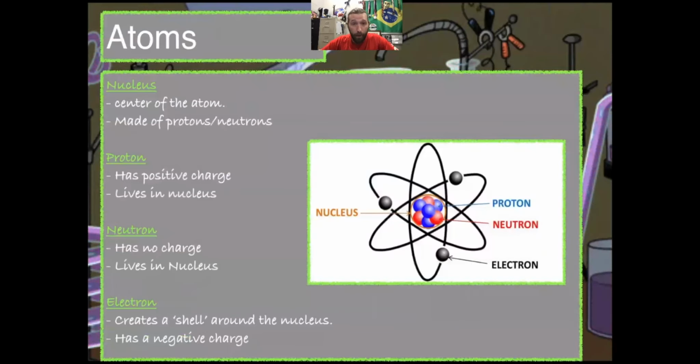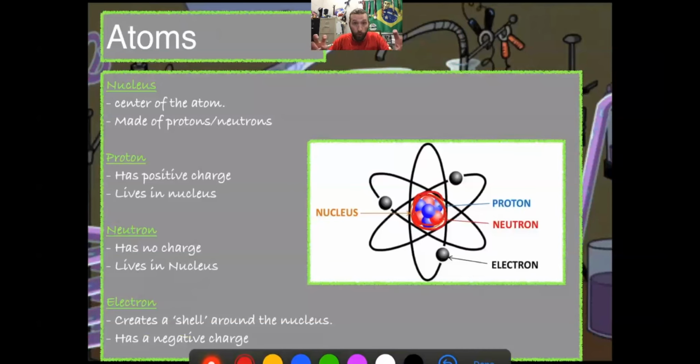Okay, so there are different parts of the atom, just as there are different parts of basically anything out there. And the parts of the atom are such. So you have a nucleus, and the nucleus is at the center of the atom. And the nucleus is made up of protons and neutrons. Now, a proton is positively charged, and a neutron has no charge at all. That's why they're called neutrons. N-E-U means neutral, right? That's where we get the word from. And proton, pro, means positive. So protons are positively charged.